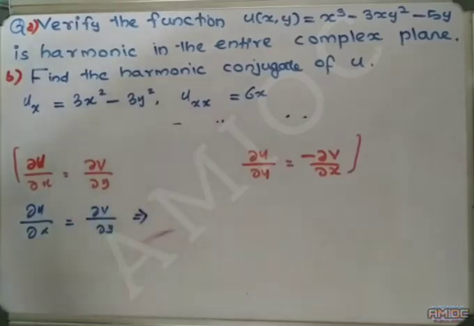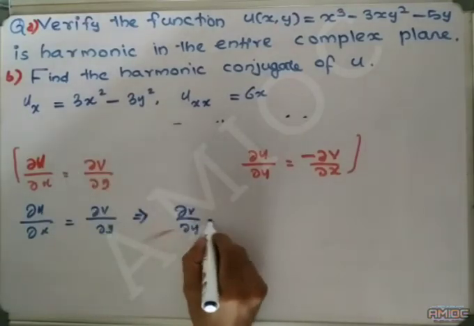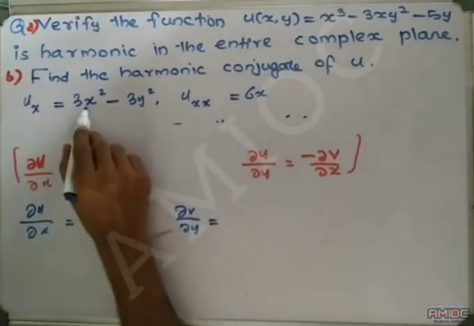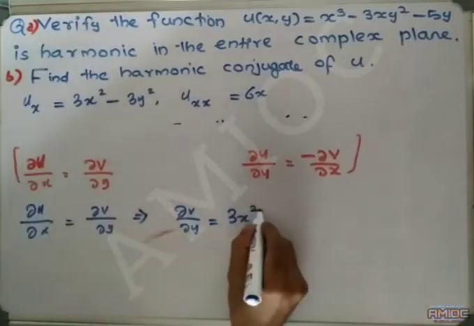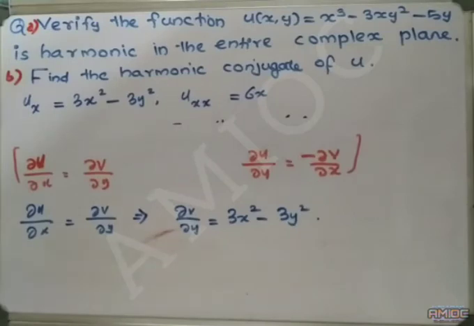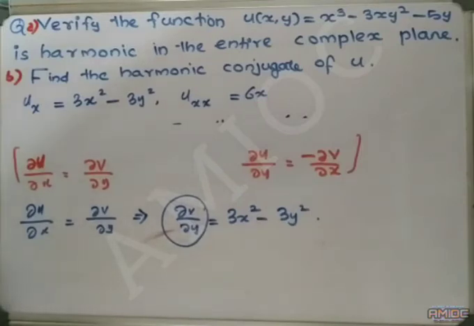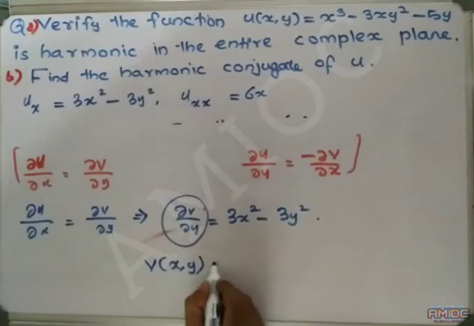This will imply ∂v/∂y equals ∂u/∂x, and ∂u/∂x is given by 3x² minus 3y². Now we integrate the partial derivative of v with respect to y. We will get the function v of x, y.